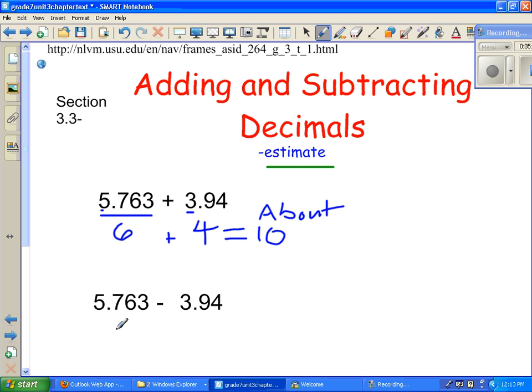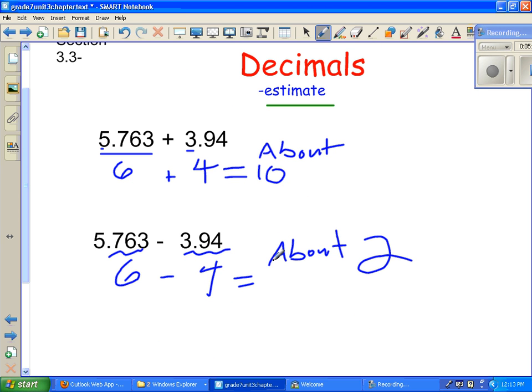This one right here, well, we already rounded it once off to 6. We already rounded this off to 4. So 6 take away 4 is about 2. And so estimate your decimals first. Doesn't matter how long they are in the back, because this number here is the bigger number, the whole number.